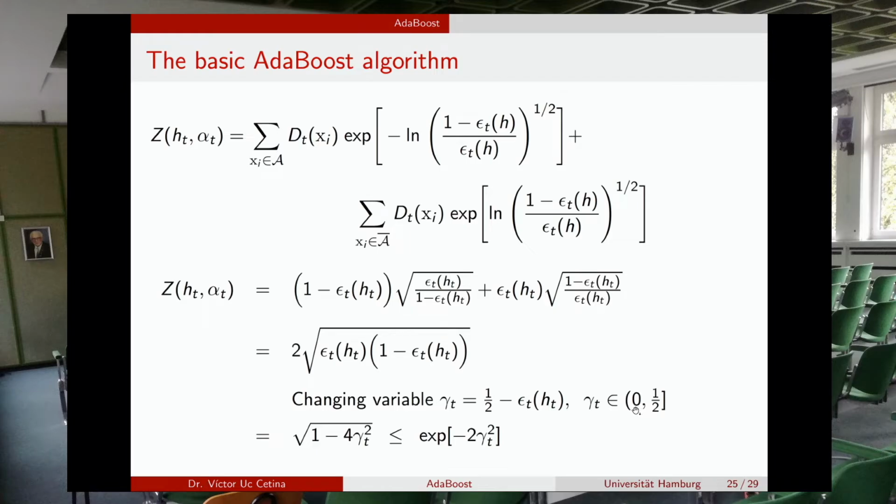So this value is 0. So in this part of the inequality, if gamma is 0, then this product is going to be 0, and you will have 1 minus 0, which is 1, and the square root of 1 is 1. So to the left side, you will have 1.